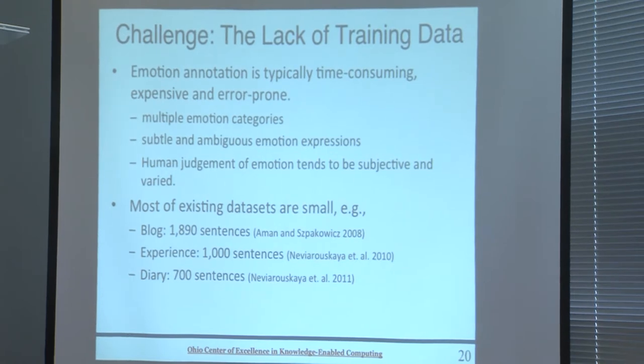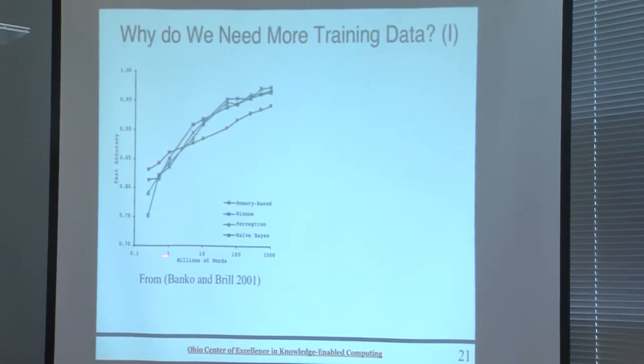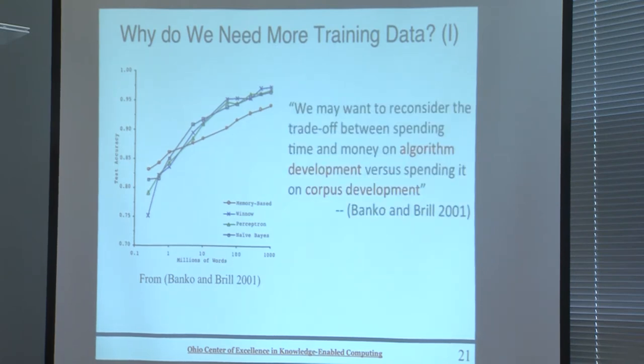So why is that? In 2001, Banko and Brill performed a very interesting study. At that time, they picked a bunch of state-of-the-art classifiers, and they were trying to figure out which one works the best. If you look at the x-axis, that would be the size of the training data. The y-axis would be the performance. Okay. So initially, if you just have a small amount of training data, you can see that there's a big difference in performance among different classifiers. But as we keep increasing the size of the training data, you can see the difference becomes smaller and smaller in the end. So that is why they concluded that we want to make a balance between spending time and money working on algorithm development versus corpus development. So this plot clearly shows the importance of using a large amount of training data.